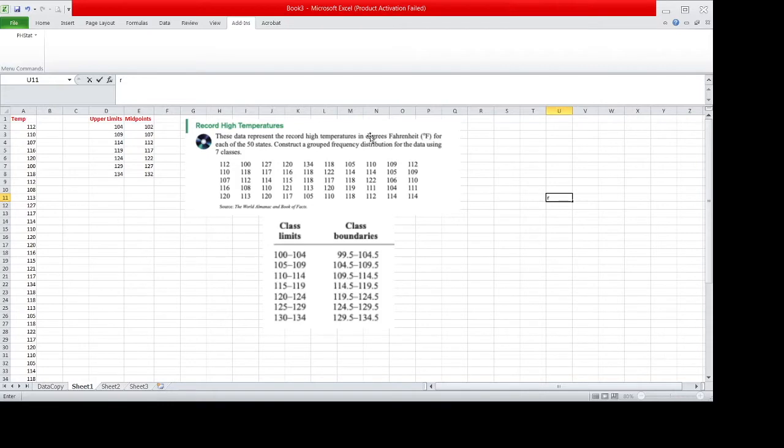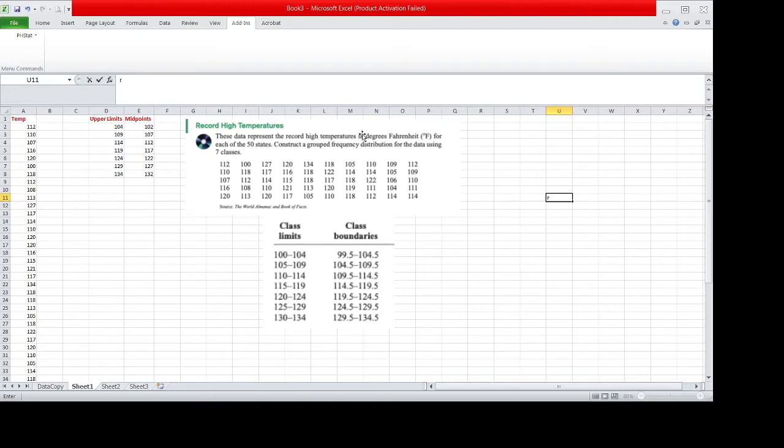Now, let's consider this problem, which is taken from the book of Bluman. These data represent the record high temperatures in degrees Fahrenheit for each of the 50 states. Construct a group frequency distribution for the data using 7 classes.